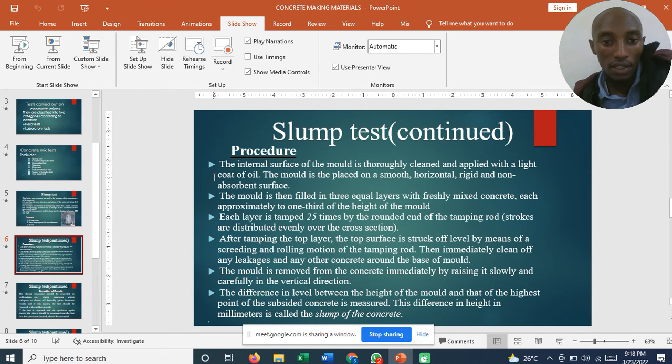After tamping, the top surface is struck off level by means of a screeding and rolling motion of the tamping rod. Then immediately clean off the leakage and any other concrete around the base, to avoid errors. The mold is removed from the concrete immediately by raising it slowly and carefully in a vertical direction. The difference in level between the height of the mold and that of the highest point of the subsided concrete is measured. The difference in height in millimeters is called the slump of the concrete.